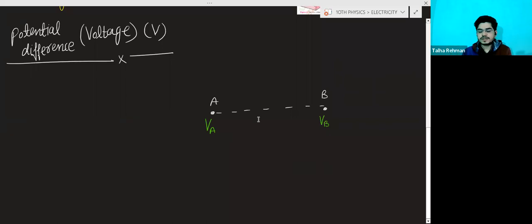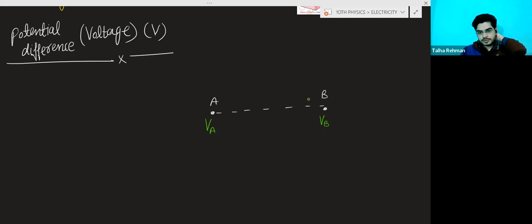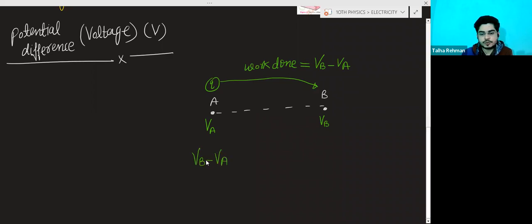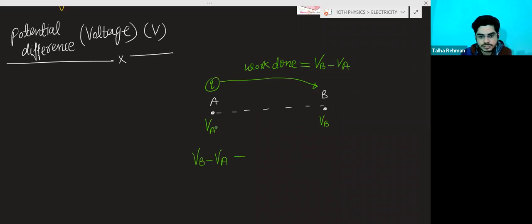Now potential difference between 2 points can be defined as, if you are taking a charge from this point to this point, and in taking that charge you have to do some work, and that work is equal to the potential difference. Suppose from this point to this point you are taking a charge and you have to do the work. This work done will be the potential difference, that will be VB minus VA. And what is VB minus VA? VB is the potential at point B, VA is the potential at point A, and this is known as the potential difference.